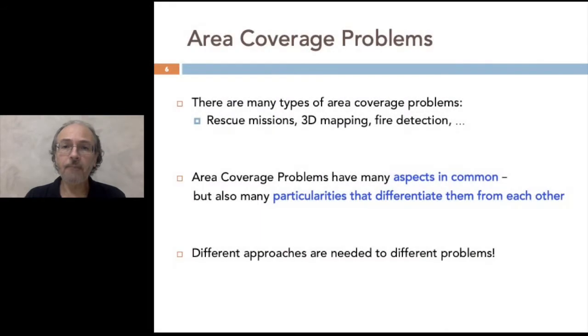So there are many problems that we have. We might call them area coverage problems, and we think that many of these problems have a lot of aspects in common, but they also have many particularities which differentiate them from each other. And different problems require normally different approaches.